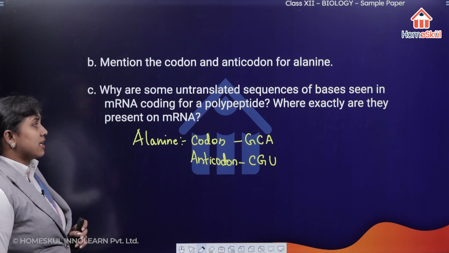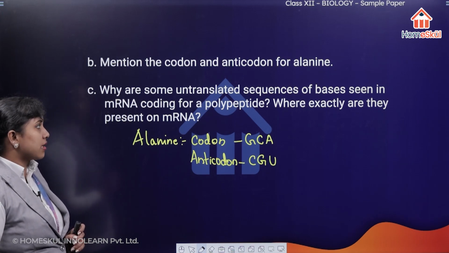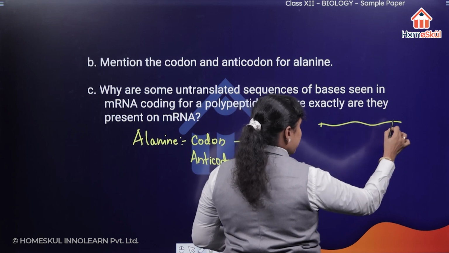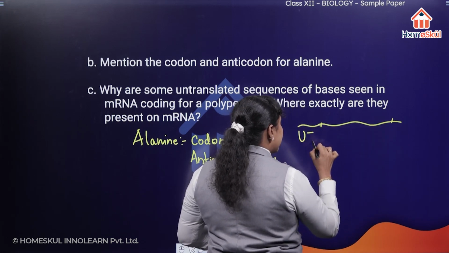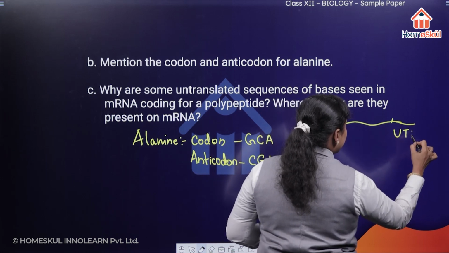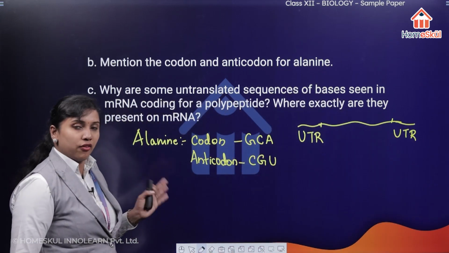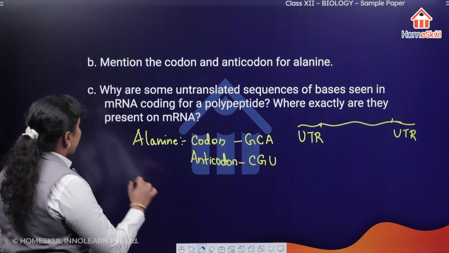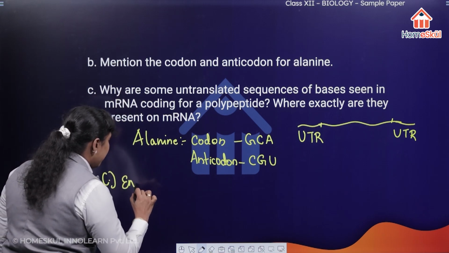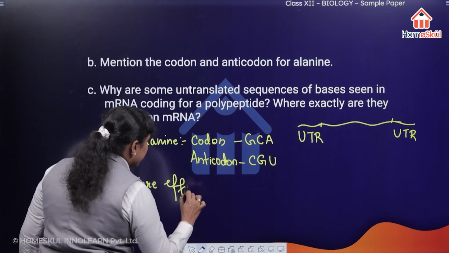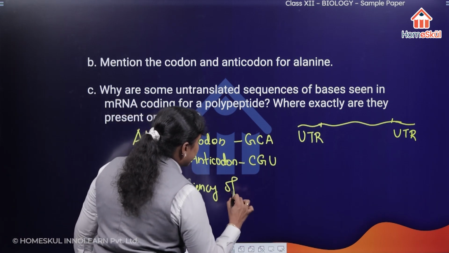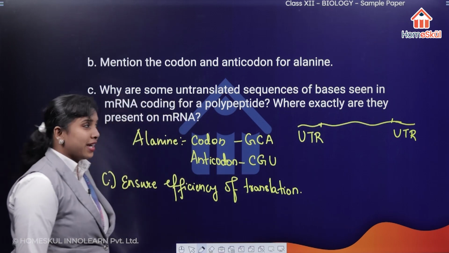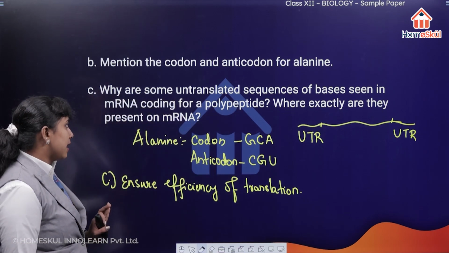Why are some untranslated sequences of bases seen in mRNA coding for a polypeptide? So in case of mRNA, if this is the coding region, you can see some untranslated region or UTR. Okay, UTR. And what is the purpose of UTR? It is required in order to ensure the efficiency of translation. Okay. And where exactly are they present on mRNA?